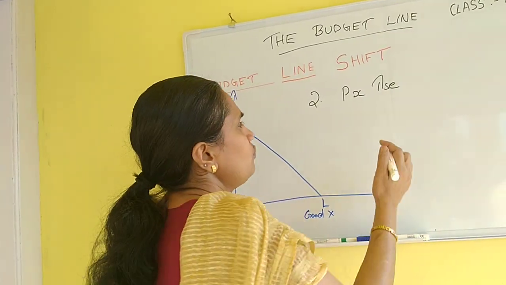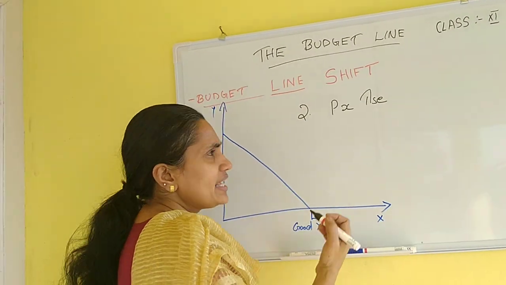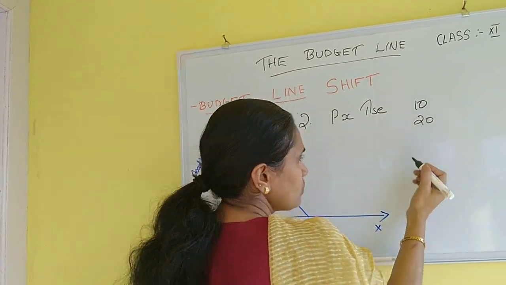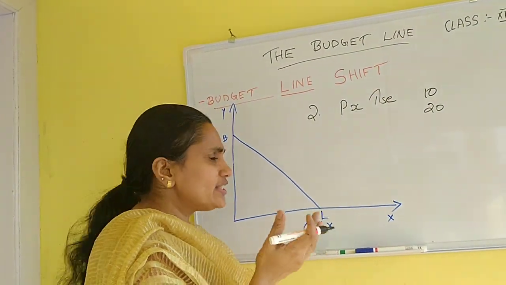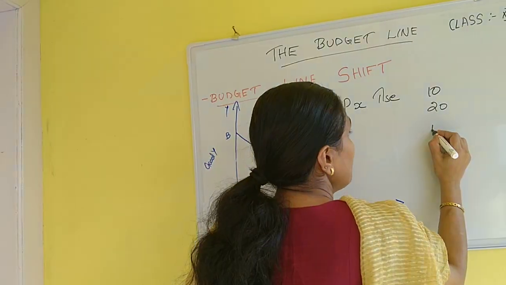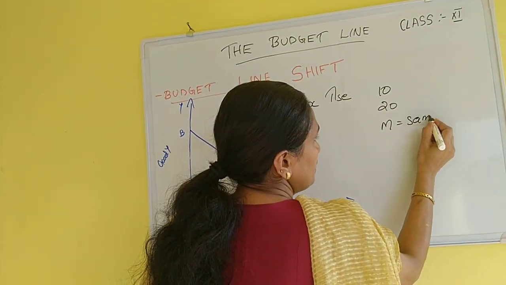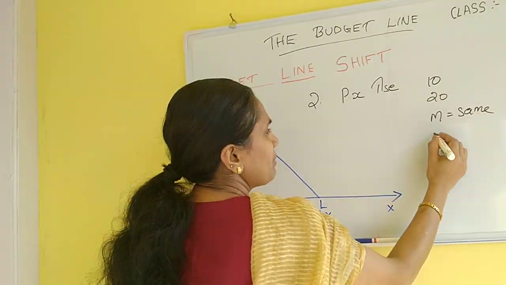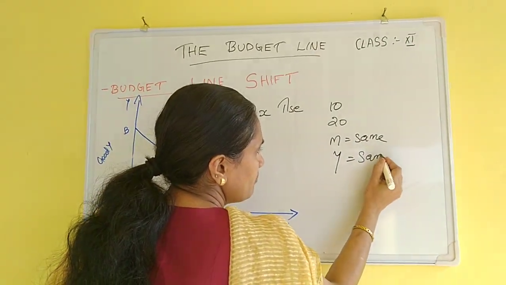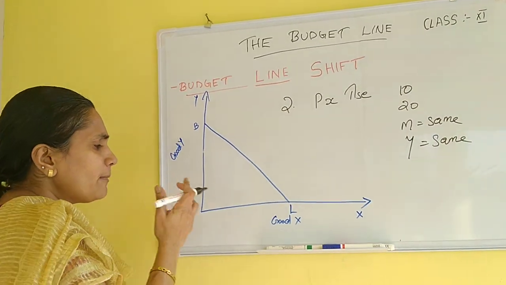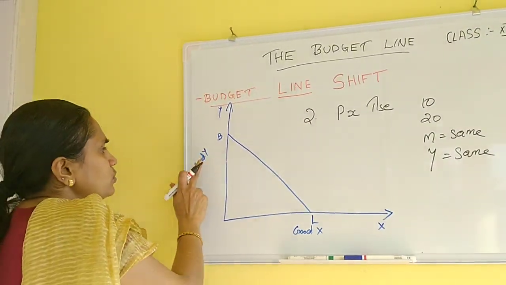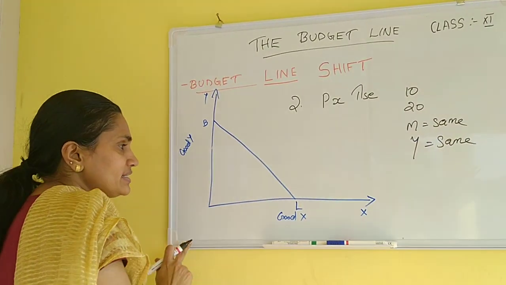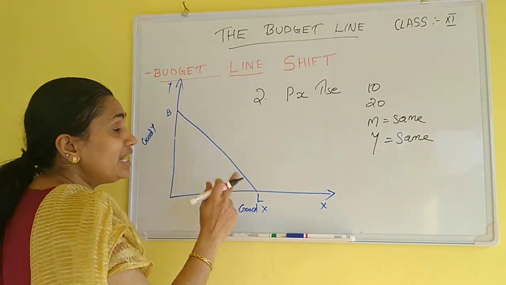When the price of X increases, in the previous case it was 10 rupees. Now it increased to 20 rupees or 15 rupees. What will happen to the consumption? Income will be the same. Price of X only changed. Price of Y also the same. What will happen to the consumption of X and Y? Consumption of good Y remains the same and good X will decrease.